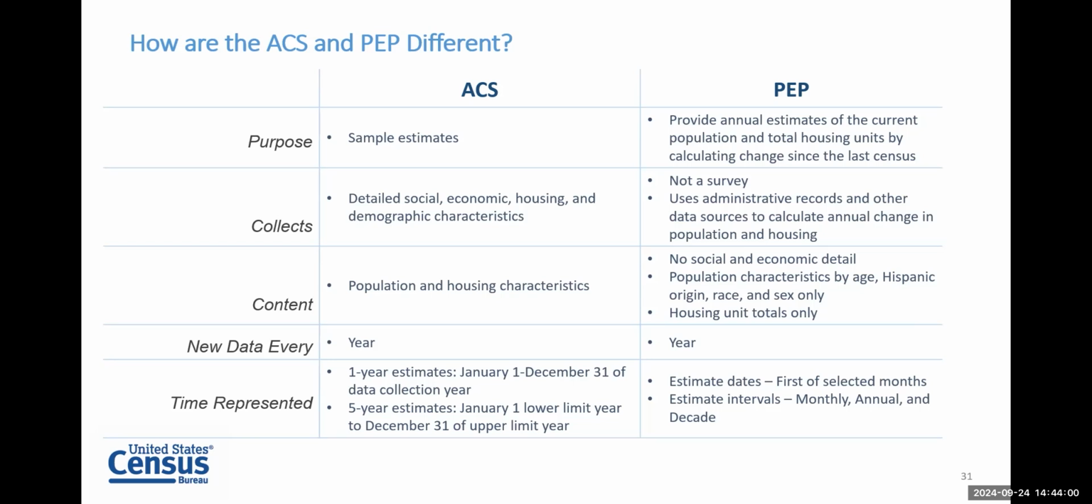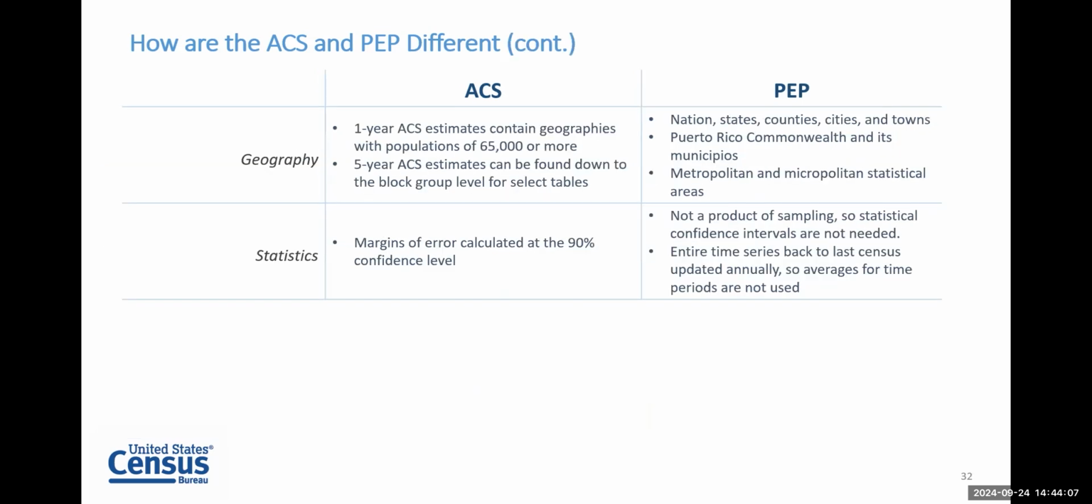And then in pop estimates, like I said earlier, we use the July 1st reference date. So ACS, we have 1 year ACS estimates for geographies of 65,000 or more population. And then we have 5-year ACS estimates down to the block group level for some things. And then I went through all the different geographies for our population estimates.